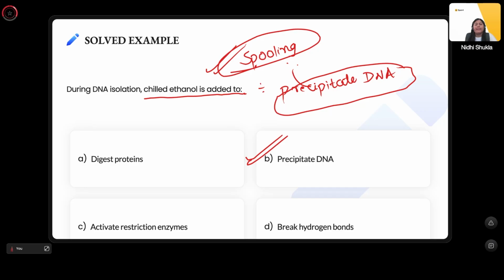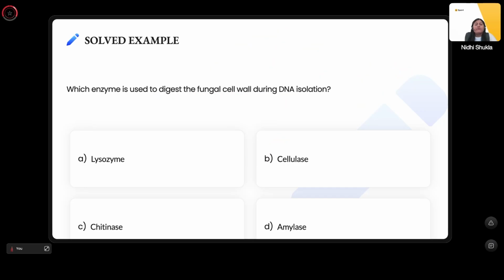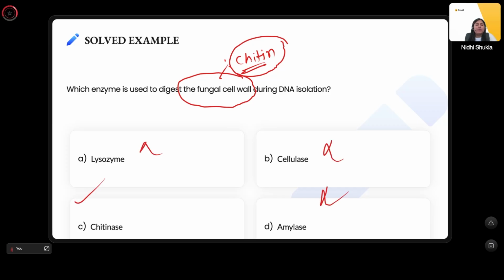through the process of spooling. Now, which enzyme is used to digest the fungal cell wall during DNA isolation? If you have a fungal cell wall, you know that the cell wall of fungus is made of chitin. Chitin is a substance which is also found in arthropods; the exoskeleton of arthropods is also made up of chitin. So to dissolve chitin, which enzyme are you going to use? Lysozyme, no. Cellulase, no. Amylase, no. Your answer is going to be chitinase. So you use chitinase enzyme to digest the fungal cell wall.